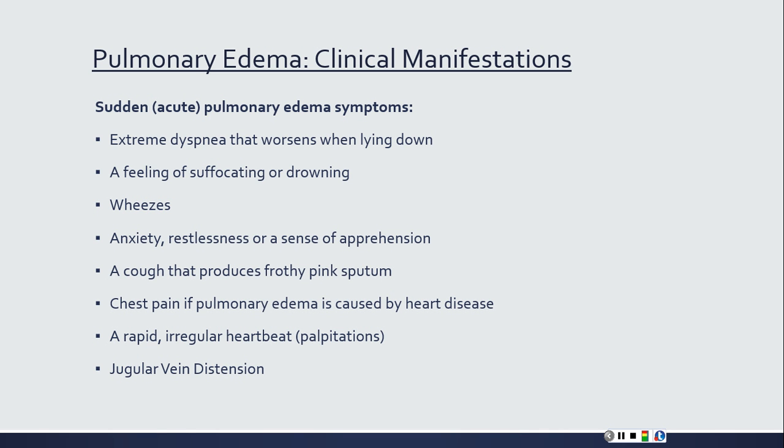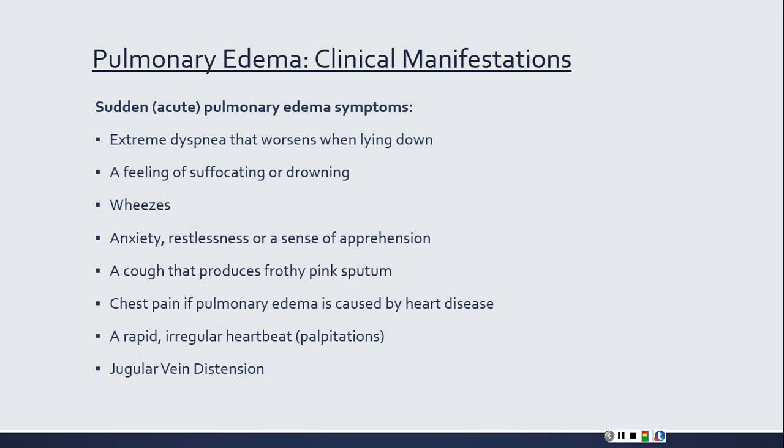All right, feeling of suffocation or drowning. This is lying down or standing up, depending on the severity. Wheezes, anxiety, restlessness, or a sense of apprehension. Back to the old example that I gave you the first day: what happens when somebody pulls you underwater and holds you there? You freak out. You fight. You do everything you can to get up to the top so you can breathe, right? Same thing. You start to freak out, with anxiety, restlessness, and panic, when you feel like you can't breathe. So that's what these patients are feeling, day in and day out. If we don't get some relief to them, they feel like they're constantly drowning.